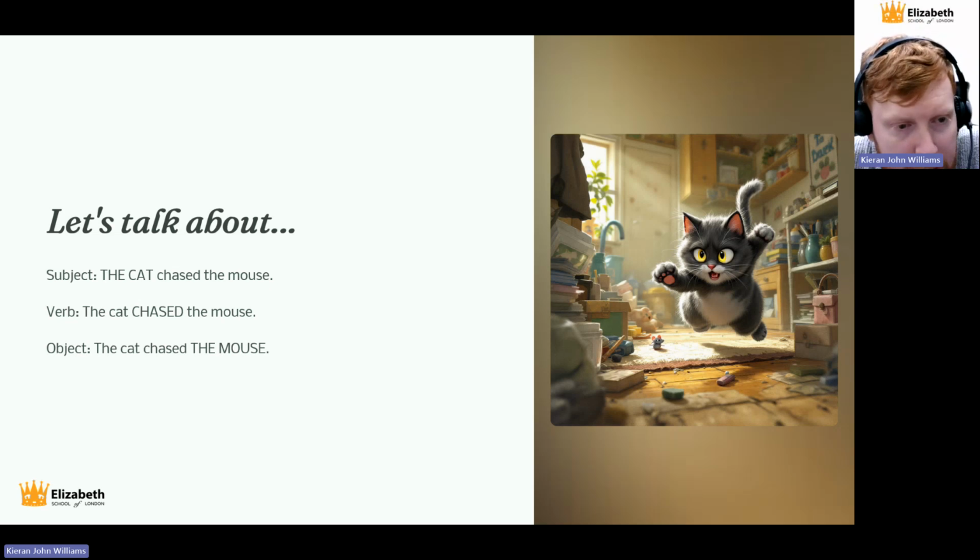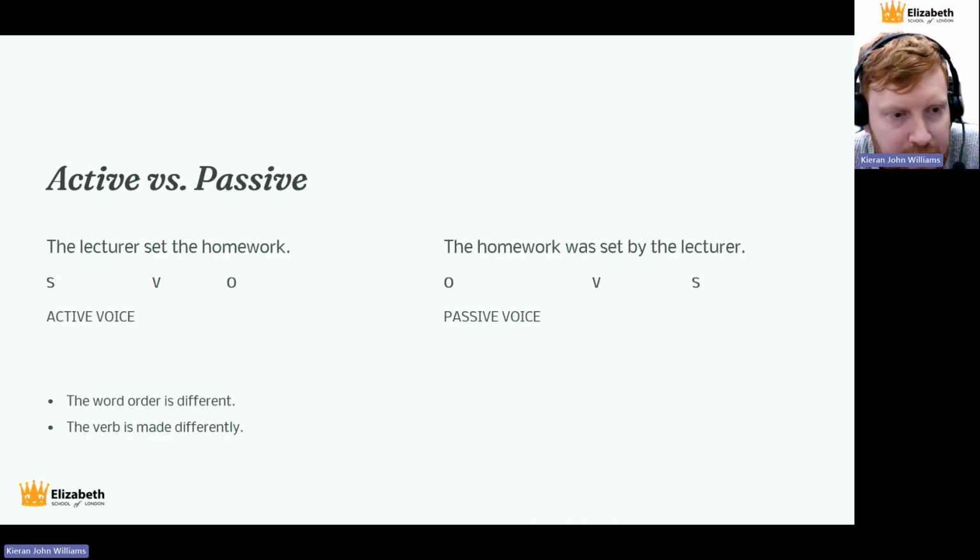Then we've got the cat chased the mouse. So chased here is the verb, and that is the action. And then we have the cat chased the mouse. In that situation, the mouse is the object. The vast majority of sentences in English follow that pattern of having a subject and a verb, and then usually they come with an object as well. So that's what happens in normal sentences, and that is how it is connected to active and passive voice that we're going to have a look at today. Try to remember those three things if you can, because we're going to be mentioning them a lot.